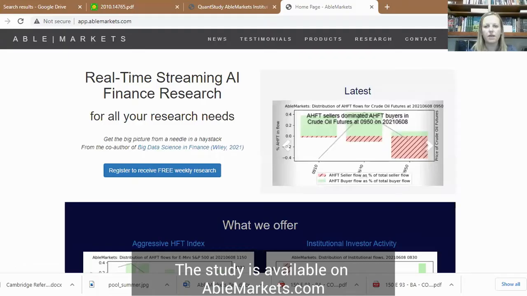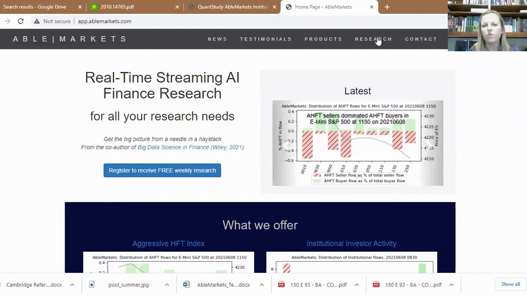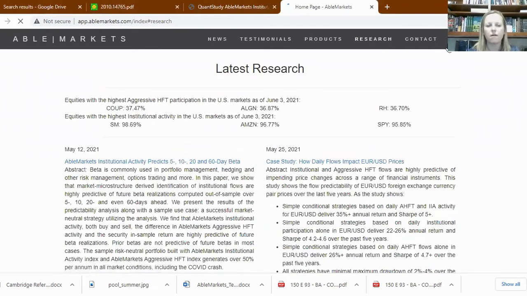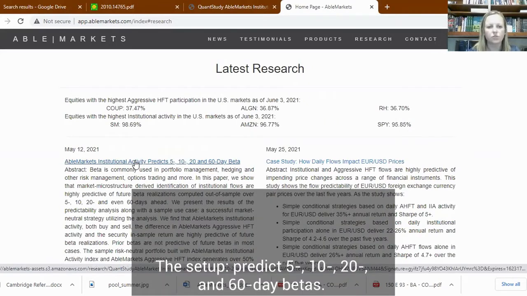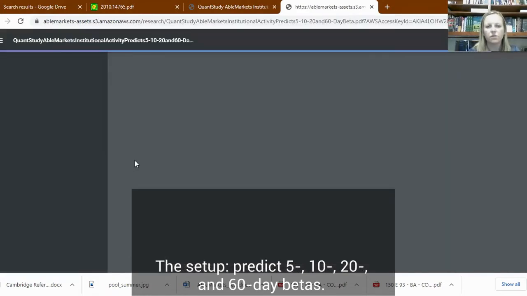Okay, so here's the Able Markets website. This is the company that I run. And if you scroll down a little bit, or if you press research on the bar up top here, this is our latest notes. Here is actually our beta predictability, and this is the study. So let's look at it.